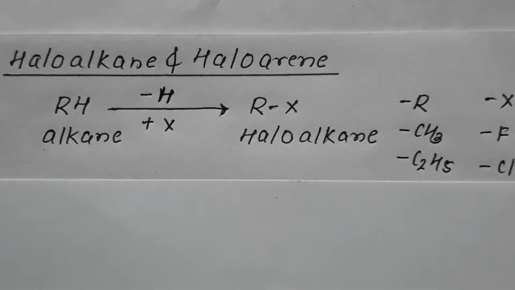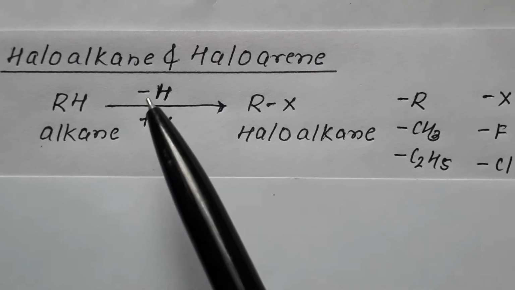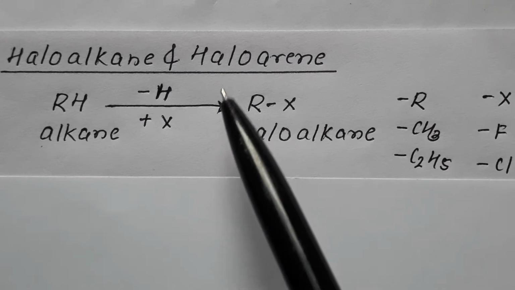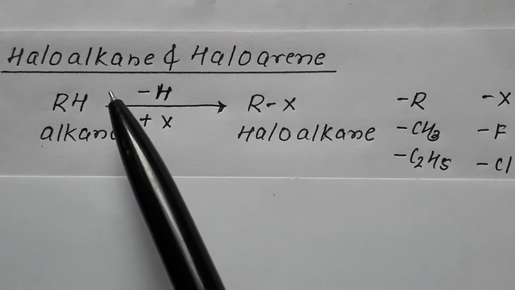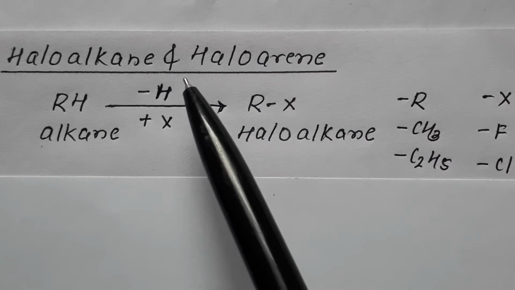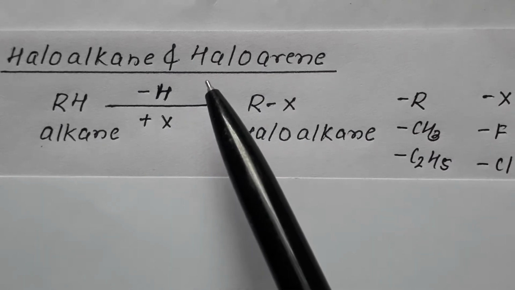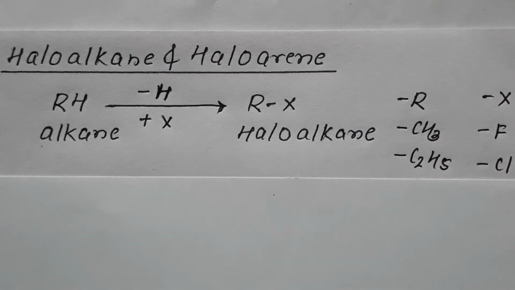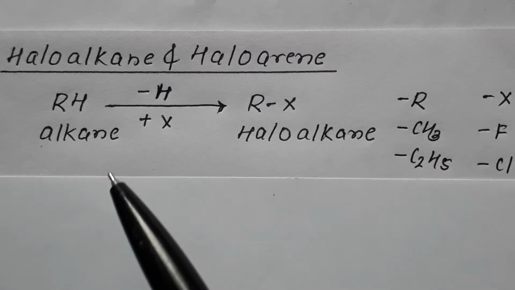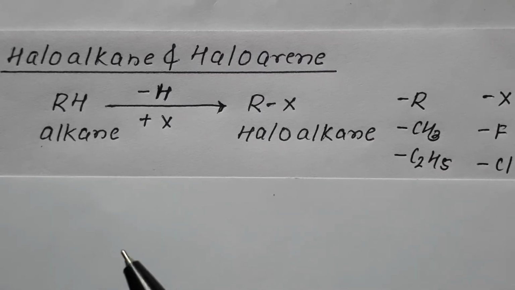So now we begin with a very important unit in organic chemistry. It is haloalkane and haloarene, preparations and properties of these two. Now we first begin with haloalkanes.